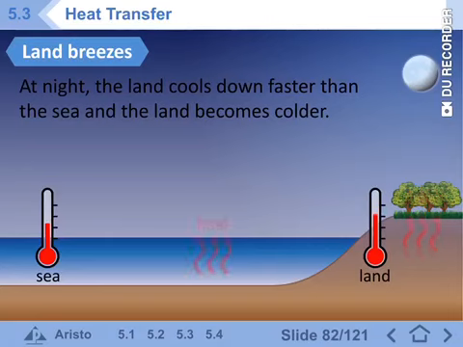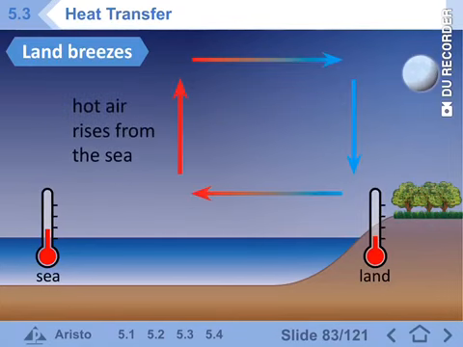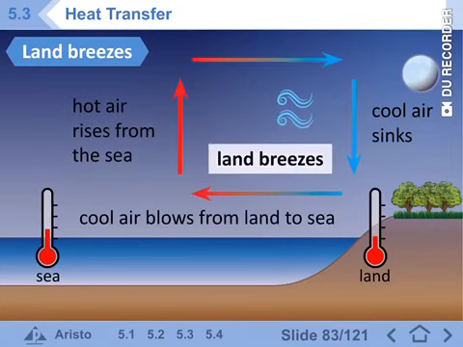Now at night it will be in the opposite direction. The reason for that is because the land would dissipate the heat a lot faster, go away faster than the ocean. The ocean retains the heat longer. So you compare the temperatures, and you see that the land actually has a lower temperature than the sea, and from that the opposite direction of the current happens.